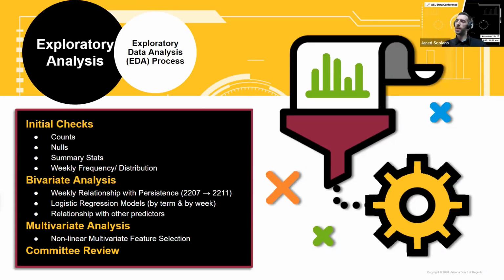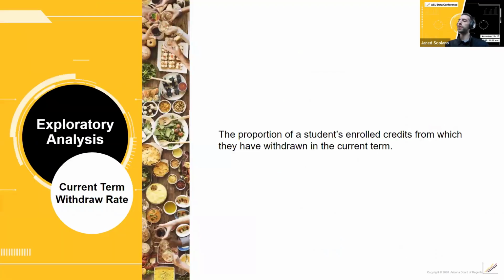Okay, so just some examples. I'm just going to go over a couple of quick examples of what the exploratory data analysis might look like. Just two predictors that we looked at. So one of them was current term withdrawal rate. And so we were looking at, could this be a potential predictor in our model? And this refers to the proportion of a student's enrolled credits from which they've withdrawn in the current term. So this is saying after the drop deadline, how many courses were enrolled in, and then how many did you end up withdrawing from? That's what this proportion refers to.